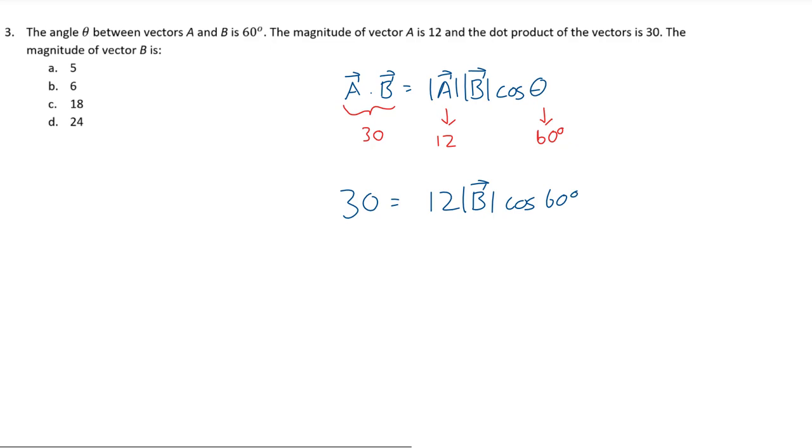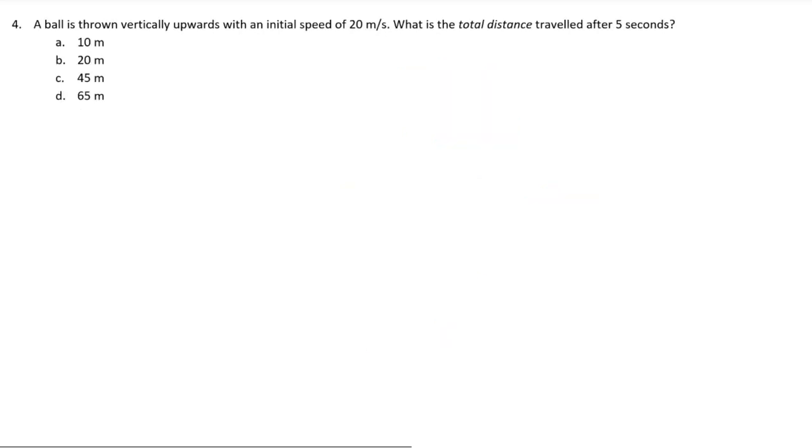Well, cosine of 60 is just a half, so therefore we get 30 is equal to 6 times the magnitude of B. And then doing some rearranging, we get that the magnitude of vector B is equal to 5, and the correct answer is therefore option A.